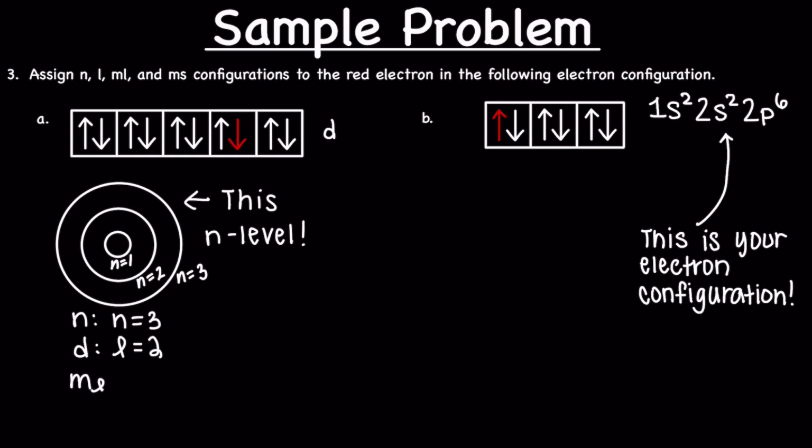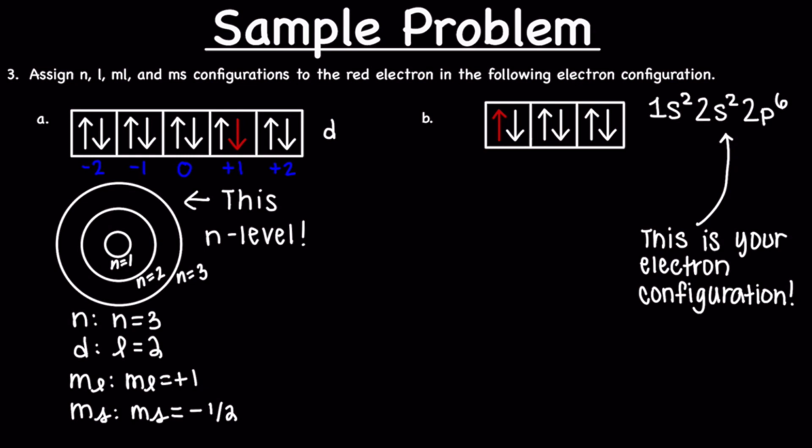For ML, we know that we can label underneath our orbitals to figure out what ML is. The centermost slot has an ML of 0, then +1, +2, -1, and -2. In this case, the red electron has an ML value of +1. Finally, this arrow is pointing down, which tells us that our MS value is MS equals -1/2. And these would be your N, L, ML, and MS configurations for part A.